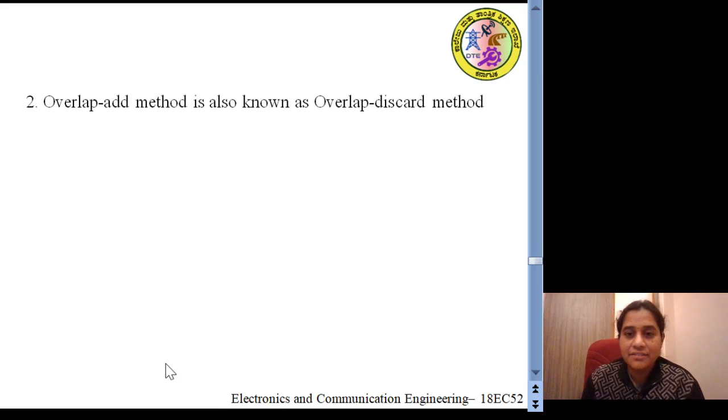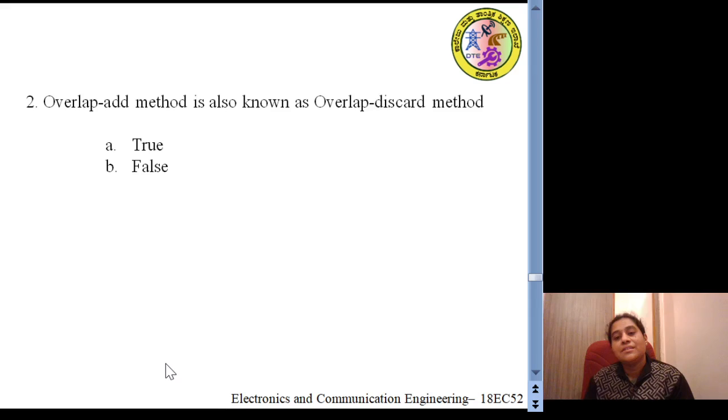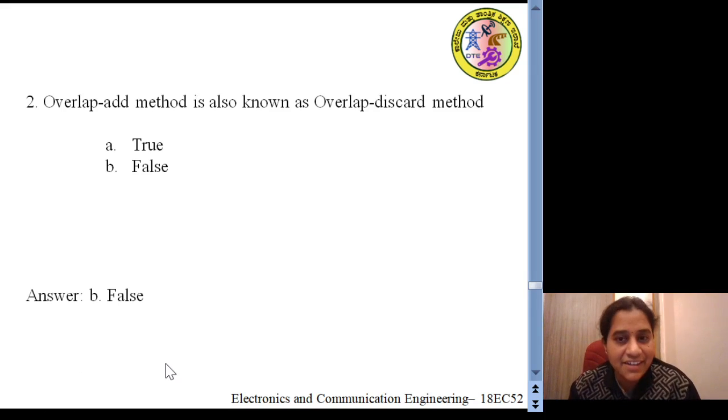So, next question. Overlap add method is also known as overlap discard method. Let us check, is it true or false? We are not discarding anything here. Instead, what we are doing is merging, overlapping, and adding, right? So the answer is false. Option B is the answer. So the overlap add method is not the overlap discard method. Let's go to the next question.